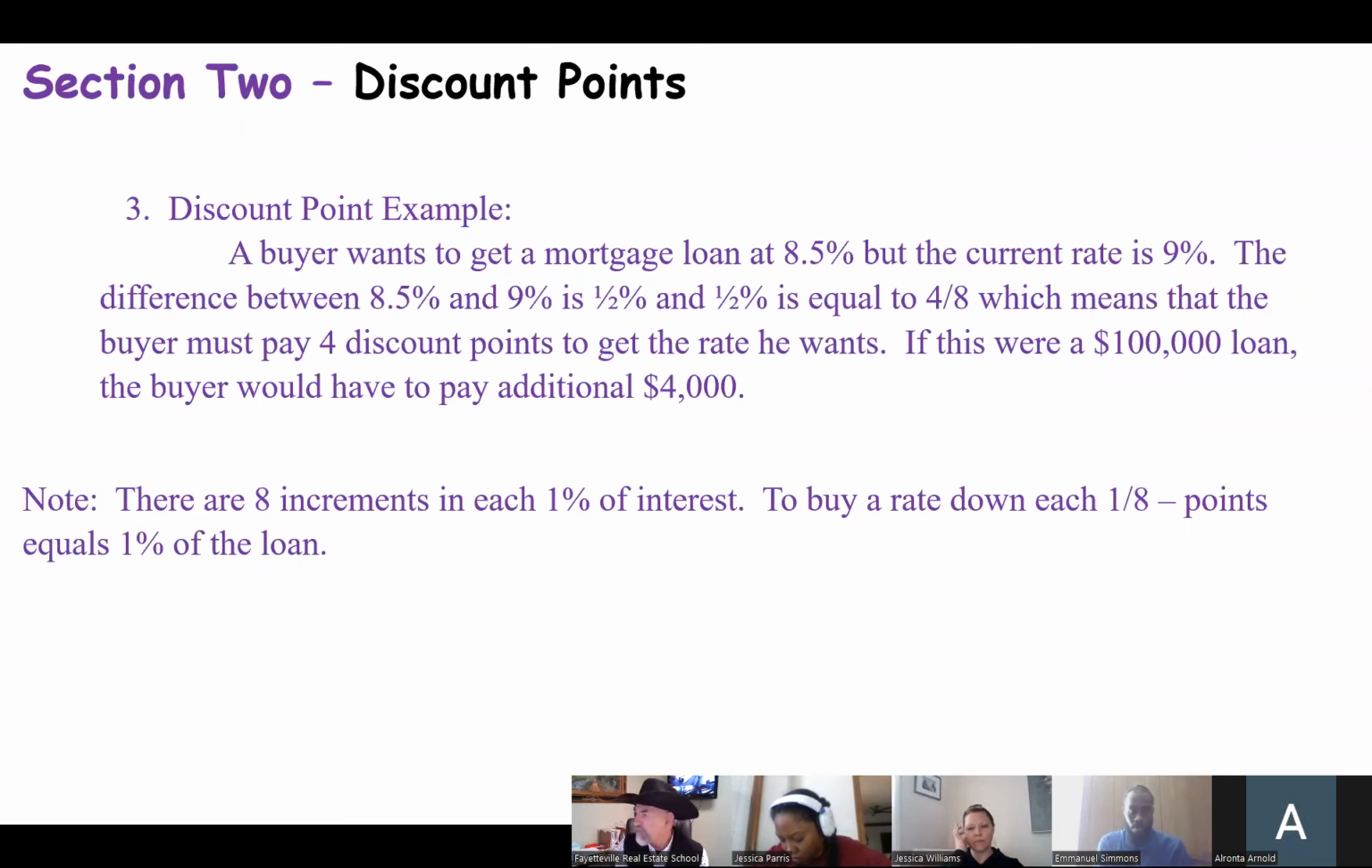So how much of an interest rate is he asking to be lowered? We take 9% minus 8.5%, and that equals 0.5%. So the bank is saying, look, I'll let you lower the interest rate.